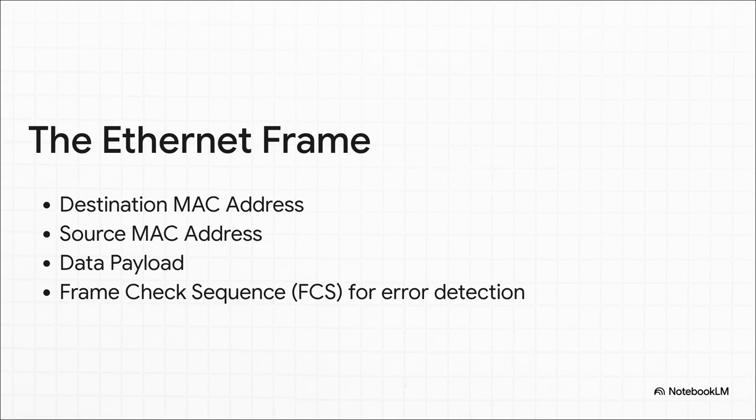It really is like a digital envelope. It's got the destination MAC address, that's the to field, and the source MAC address, the from field. Right in the middle is the actual data you want to send, that's called the payload. And then stuck on the very end is something called the frame check sequence. That's a super important error check, and we'll talk about exactly how it works in just a second.